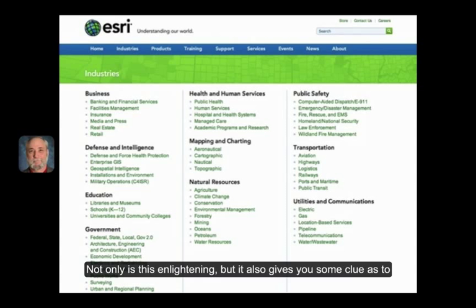Not only is this enlightening, but it also gives you some clue as to the possible positions that you might obtain for employment once you finish your schooling here at New Mexico State University.